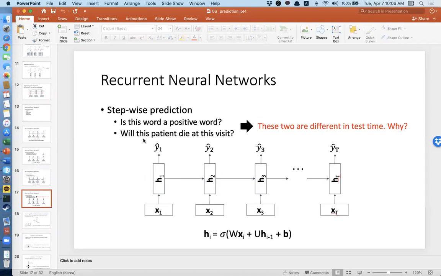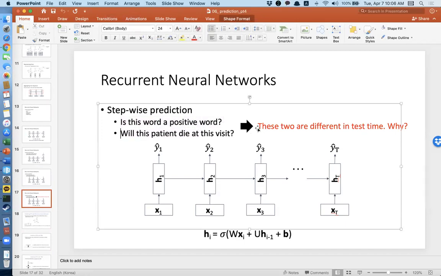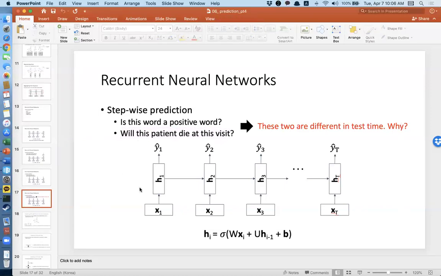All right, just a little technical detail. These two, is this word a positive word? And will this patient die at this visit? They are actually different when used in practice, at test time. Why is it different? Typically when you deal with a given sentence, the entire sentence is given to you before you start making predictions. To predict whether each word is positive or not, you first input all the words, X1, X2, X3, and then make a prediction. But here, when predicting whether the patient will die at each visit, these come sequentially. The first visit X1 comes in, and then you make a prediction.